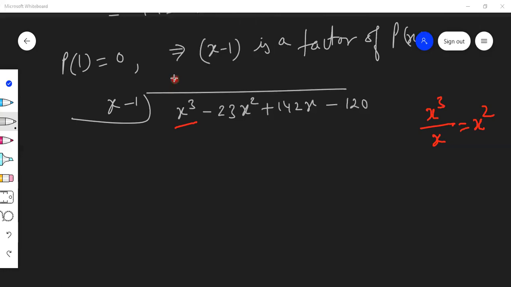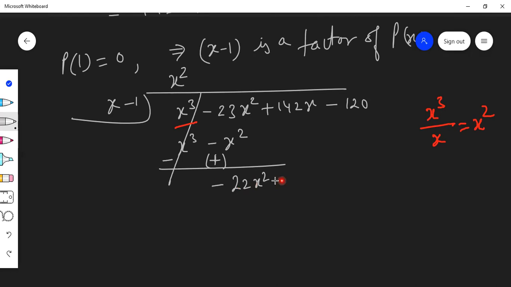So you are writing x squared here, first thing, and this x squared term gets multiplied with x minus 1. So x squared into x will give you x cube, and x squared into minus 1 should give you minus x squared. Now we change our sign. So this will become negative, this will become positive. Now these two get cancelled. Minus 23 and plus 1 should be minus 22x squared. Let me write all these terms down here: 142x minus 120.